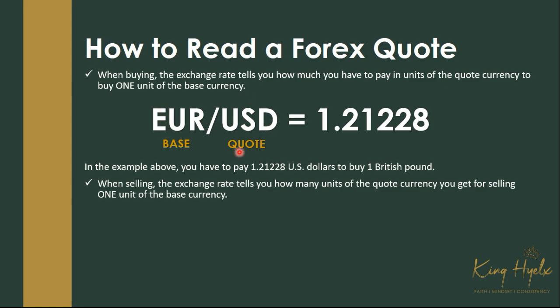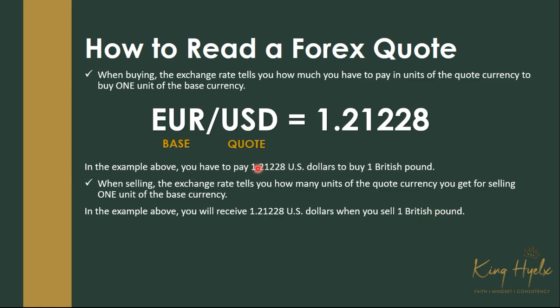When you want to sell, it tells you how many United States dollars you are going to get for €1. So this is always 1, and that is this figure here. Now this makes sense, right? So when selling, the exchange rate tells you how many units of the quote currency you get for selling 1 unit of the base currency. So base comes first, quote comes second. Even in the alphabetical table, B comes before Q. So just keep that in mind.